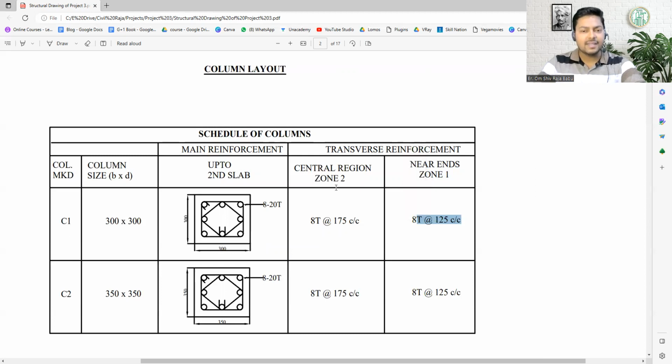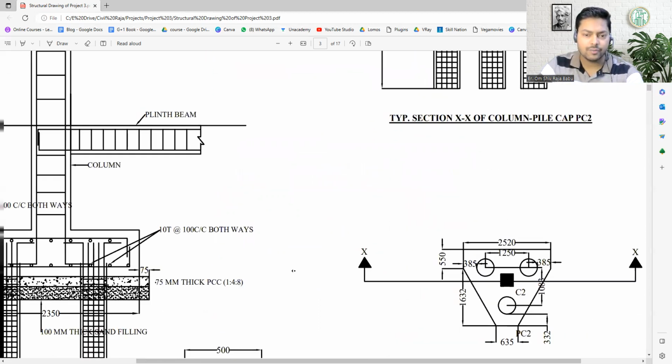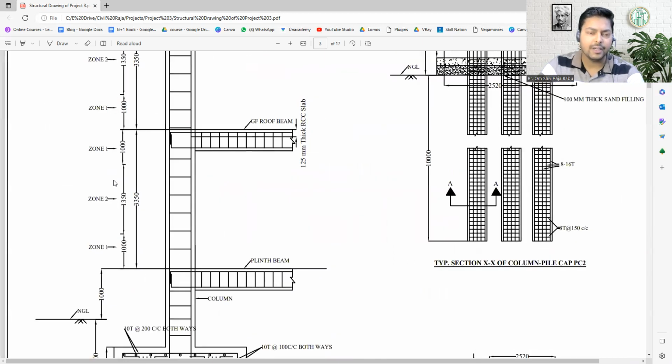Okay, and in the central zone, we have used the same dia bars with the same lengths and the same bent angles, but they are placed at a distance of 125 center to center. Now let's see how we have to identify the zones over here. You can see this is the cross-sectional area of the column, and over here we have marked this as zone 1, zone 2 and zone 1 again.